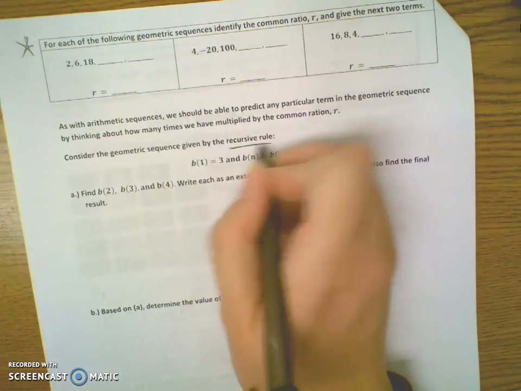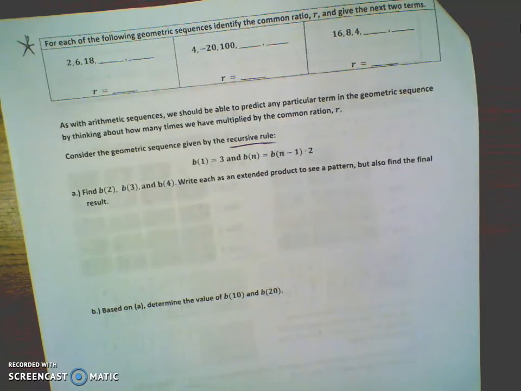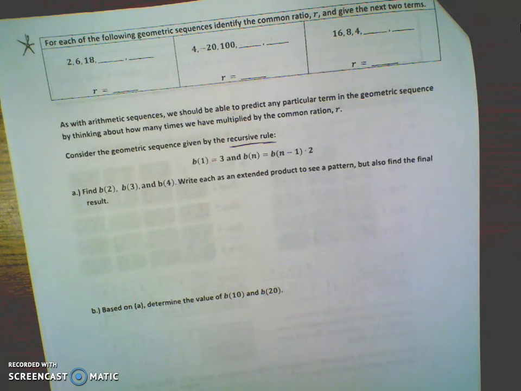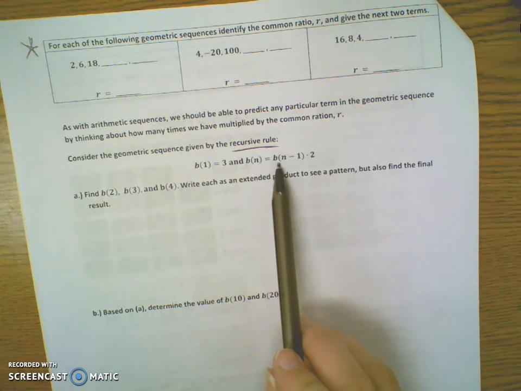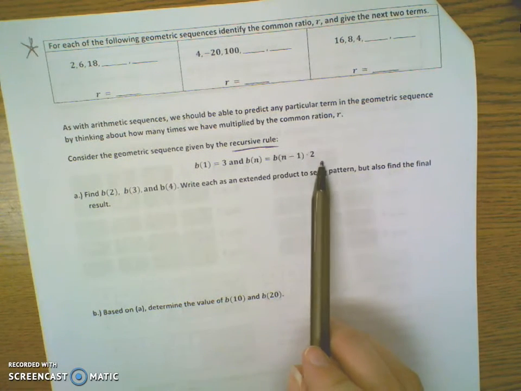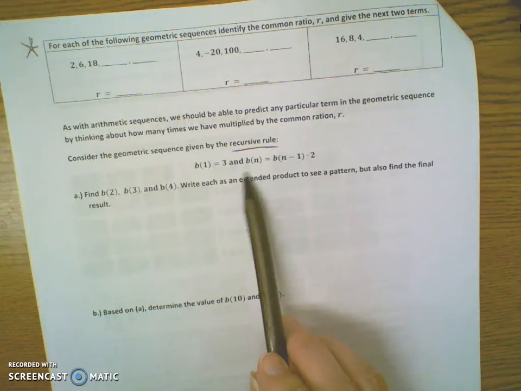Okay, let's try the next one where we're looking at some formulas. So we're given a recursive formula. Recursive, again, meaning that you take the previous number and then do something with it. So this says we start with 3, and then we take whatever our previous number is and multiply by 2, and that gives us our next number.